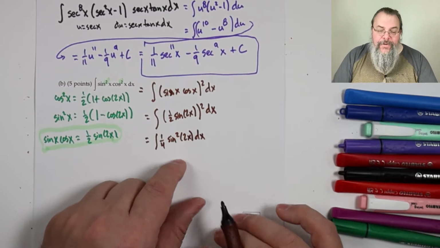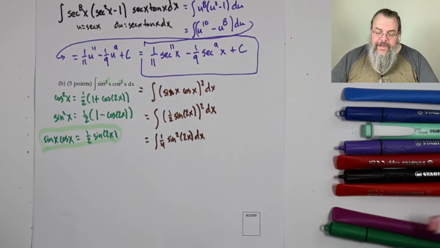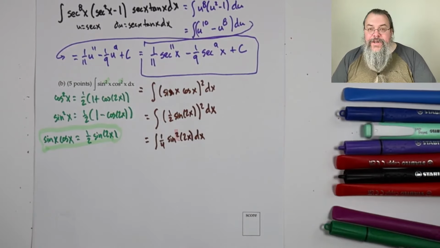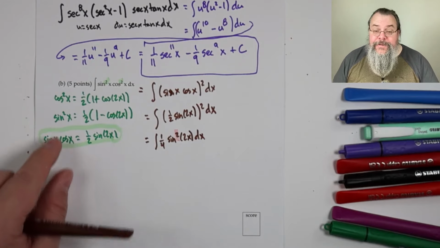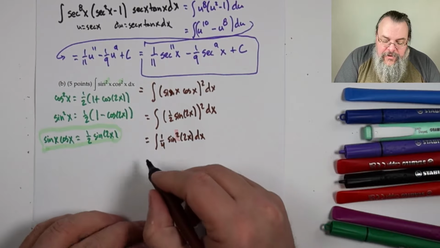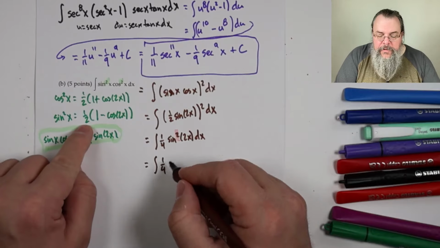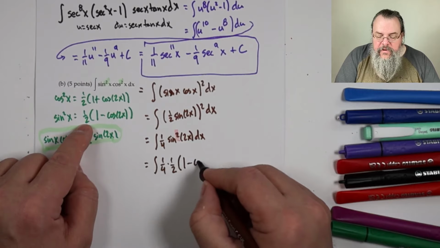Now how do we do sine squared? Well, okay, again, look at the power. And what do you notice? It's still even. So what do we do? Power reduction. We can't use that one, but we can use this one. So we say, okay, so this is integral 1/4, and then we have 1/2 times 1 minus cosine.